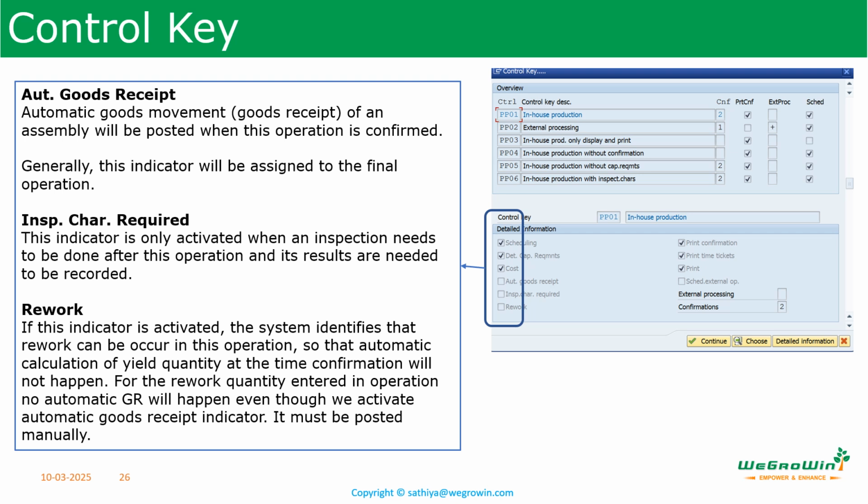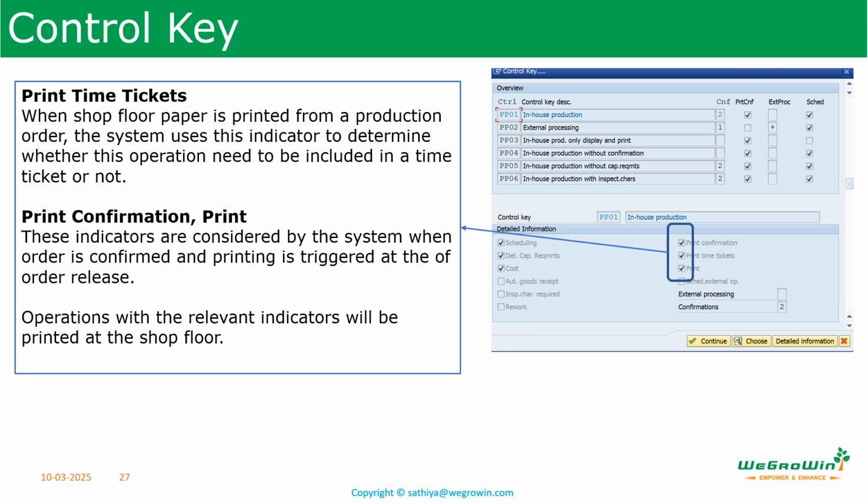Okay. See, each and every field in the control key is very important. So finally, after setting all the masters, the control key is the major point which is making the link from the master data to the production order. You have to learn all these things very carefully.